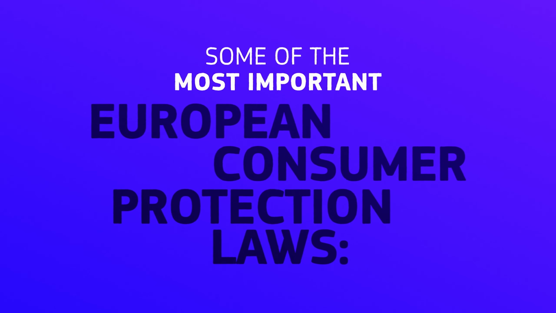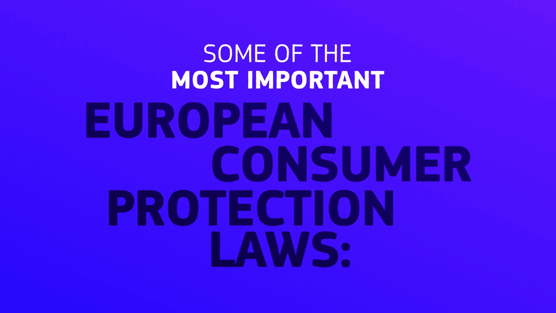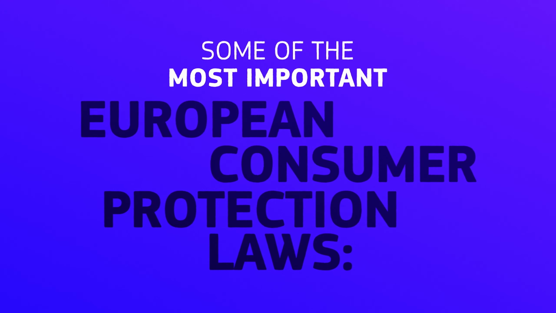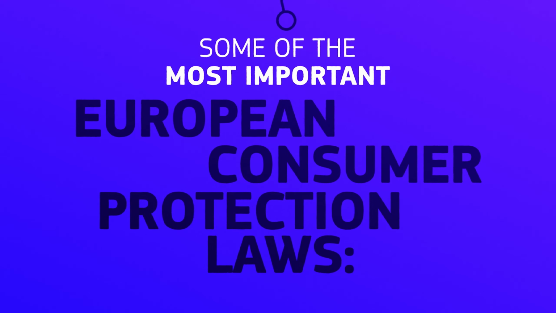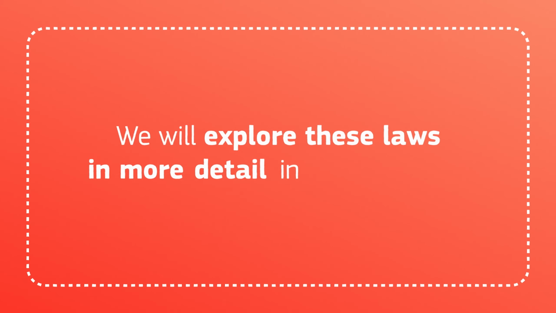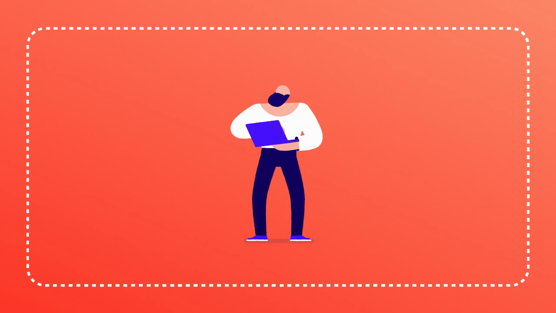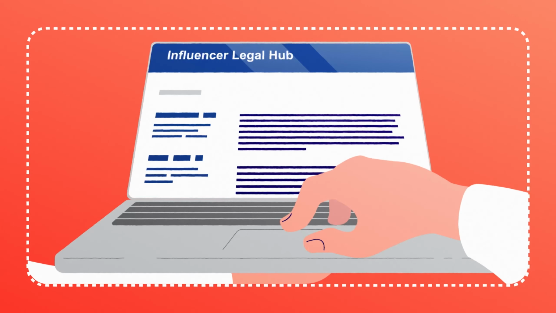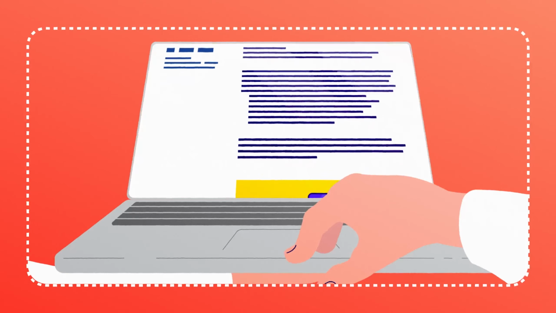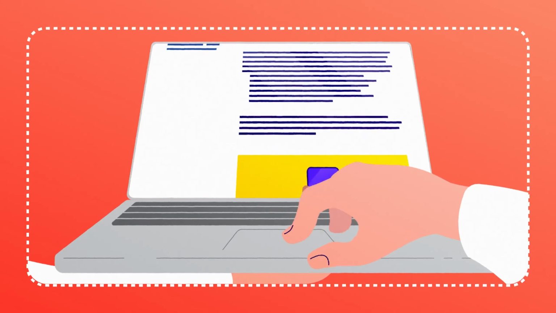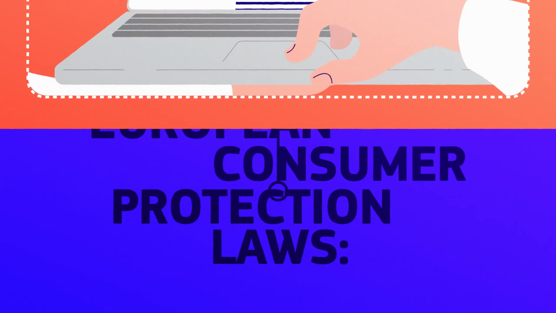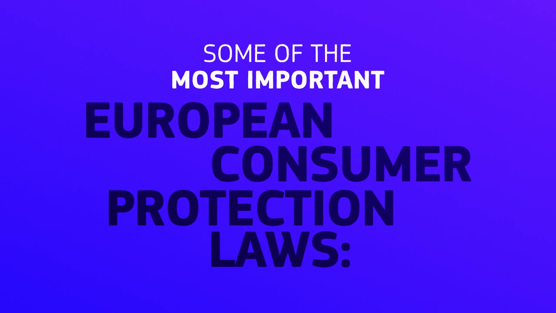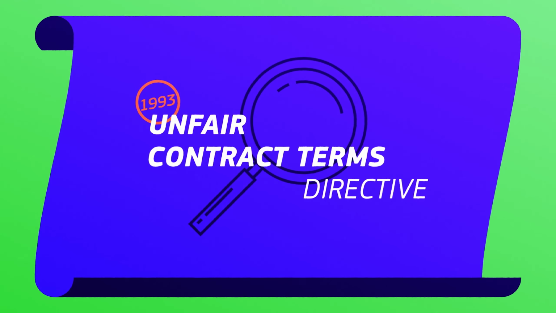But what exactly are these rules? Here's a brief overview of some of the most important ones that you need to remember. We will explore these laws in more detail in further videos. We'll give you a couple of illustrative examples here, but there are many other activities that these laws may apply to, so it's important that you watch other videos or check out the Influencer Legal Hub to help you understand these in detail. First up, the Unfair Contract Terms Directive.